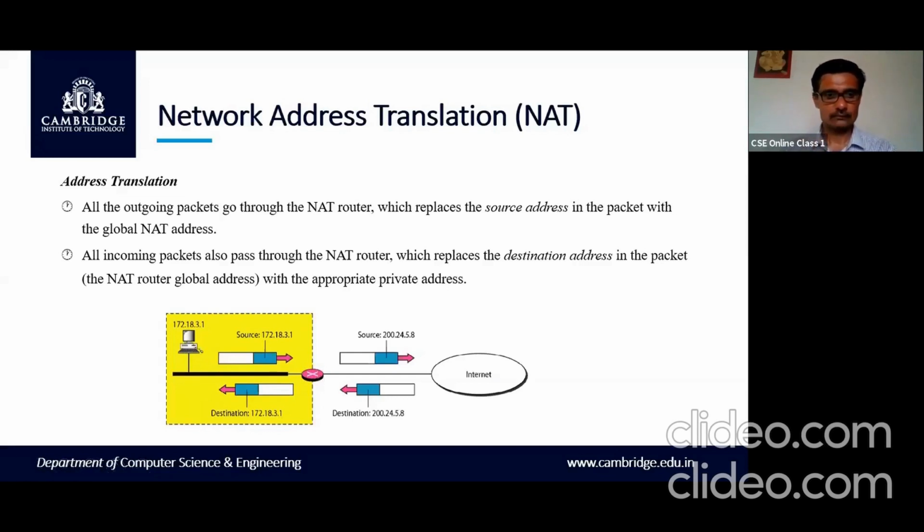The main advantage of this is that these private addresses are reusable by different organizations. So the ISP has to allot only one address here. That's the NAT router address.